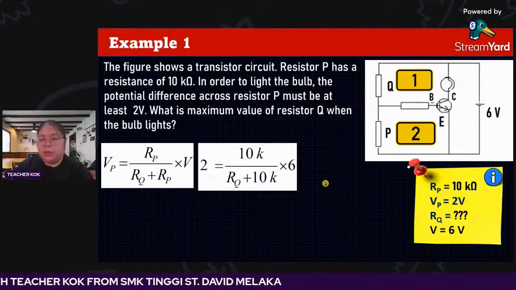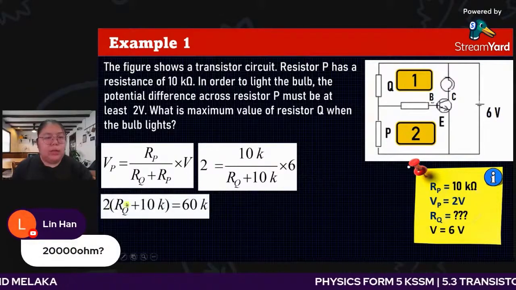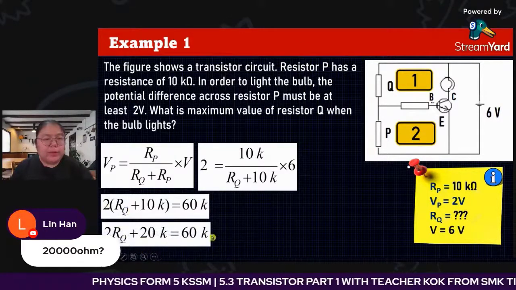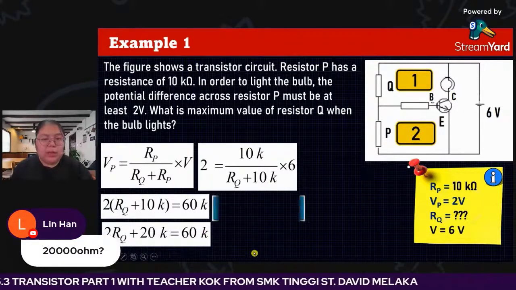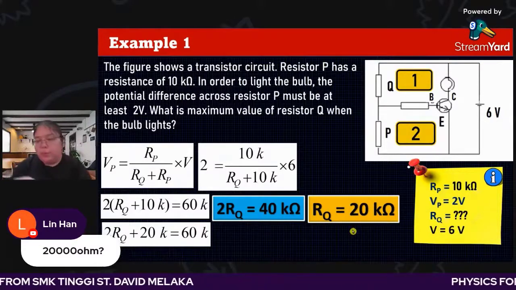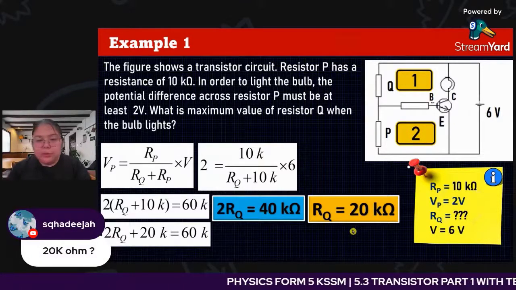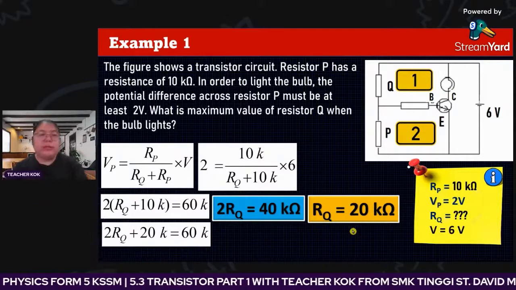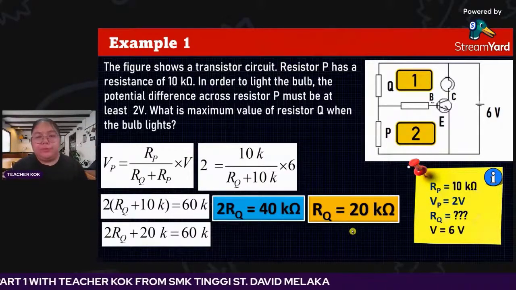20K ohm. Okay, so we're going to check. We put in all the things. The 2 you need to multiply. After that, when I multiply the K, I need to minus. 60K minus 20K becomes 40K. Then 40K divided by 2. Yes, the answer is 20K ohm. Correct. Khatija also correct, Ling Han also correct. Remember, you can write the full value, you can also put the kilo. So this is how we apply the voltage divider formula.